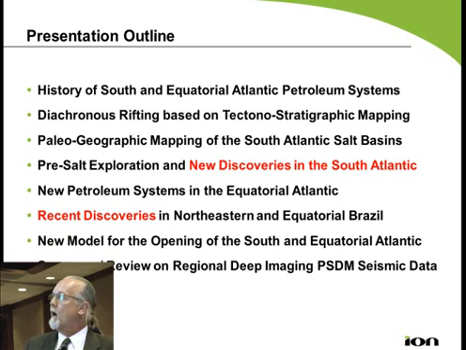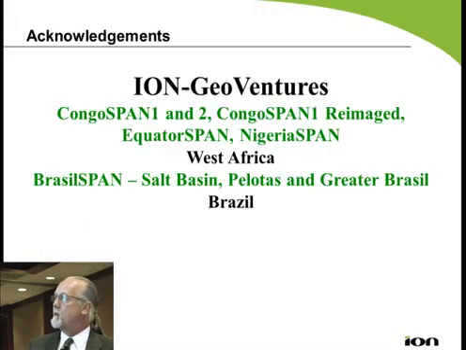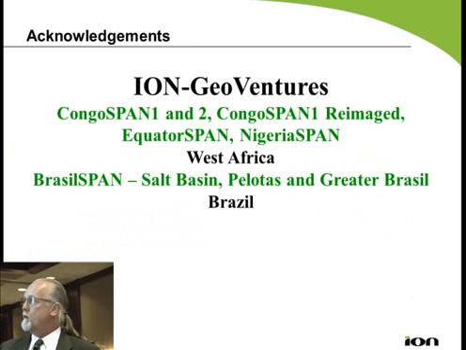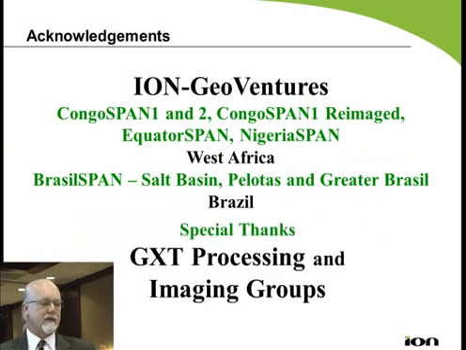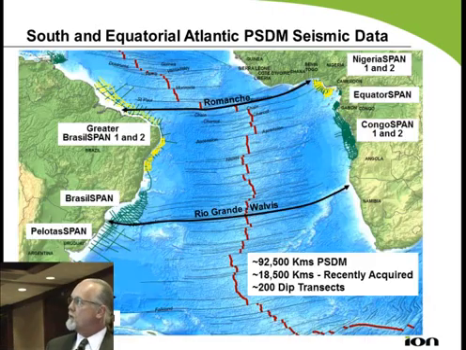So again, I'd like to thank ION Geoventures. I'm going to be showing seismic data from Angola, Congo, and Gabon up here at the top, Equator SPAN, Nigeria SPAN, and then we'll get to the other side where we have these various SPANs in Brazil that go all the way around the continent now. And it's really quite impressive what they can do to provide these images. So I'd also like to acknowledge the imaging process. So with that start, let's look at these data sets.